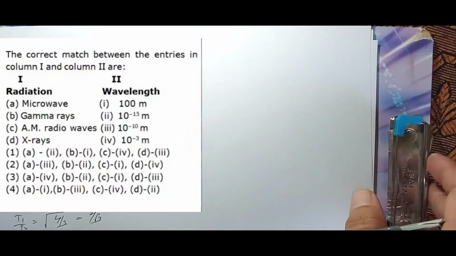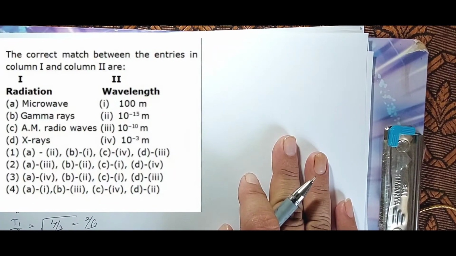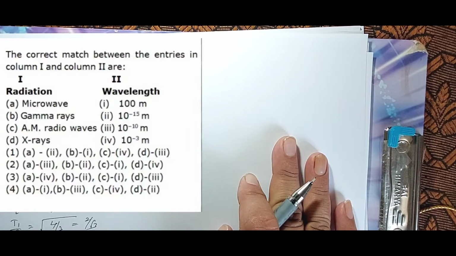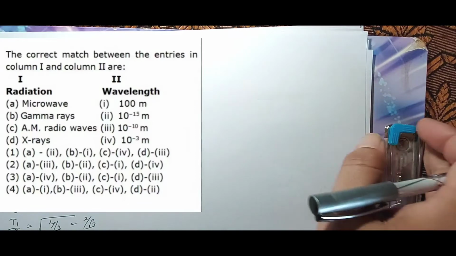So now let us discuss another question, question number 2. The correct match between entries in column 1 and column 2 are. There are different electromagnetic waves given: microwaves, gamma rays, AM radio waves, X-rays. On the right side the given wavelengths are 100 meters, 10 to the power of minus 15 meters, 10 to the power of minus 10 meters, 10 to the power of minus 3 meters. Now we want to match these electromagnetic waves with the correct wavelength.